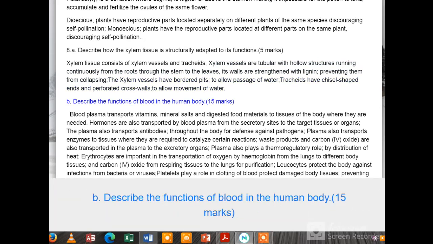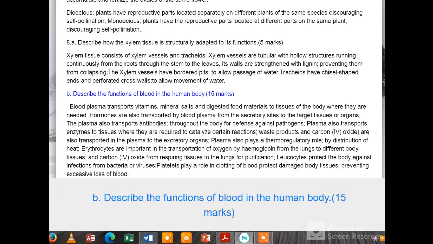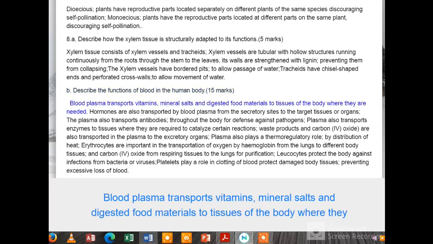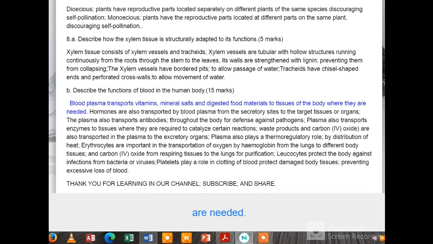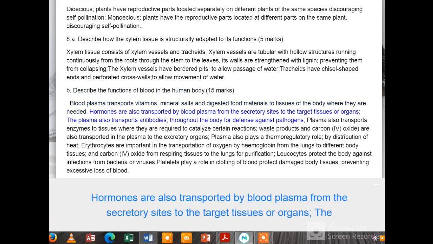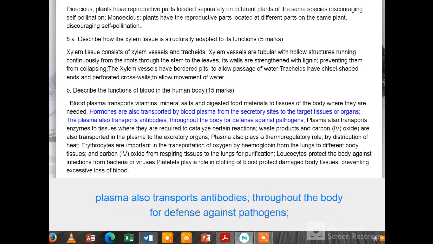B. Describe the functions of blood in the human body. 15 marks. Blood plasma transports vitamins, mineral salts, and digested food materials to tissues of the body where they are needed. Hormones are also transported by blood plasma from the secretory sites to the target tissues or organs. The plasma also transports antibodies throughout the body for defense against pathogens.